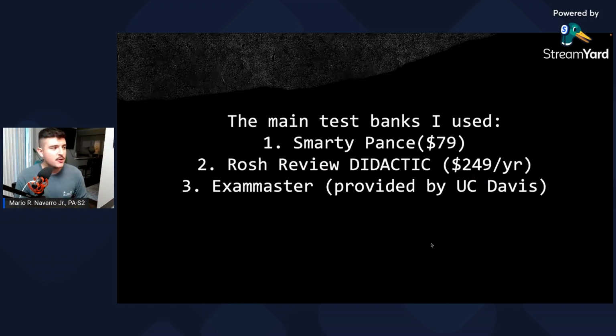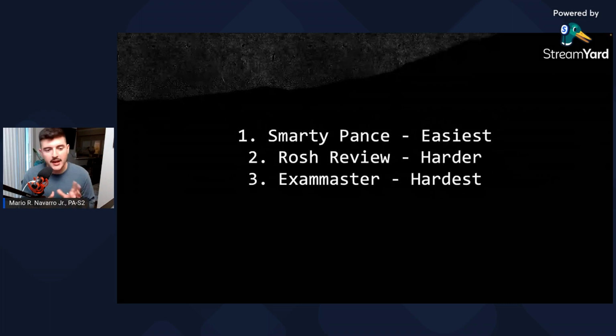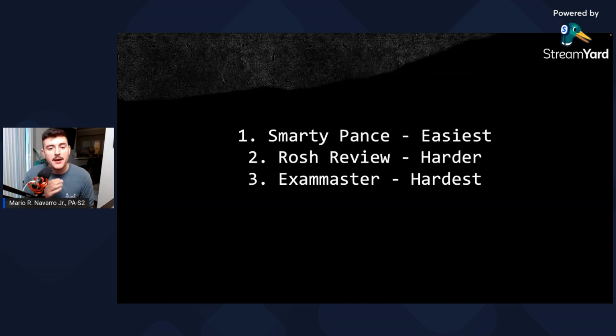The main test banks that I used were Smarty Pants, Rosh Review, Didactic, and Exam Master. Smarty Pants, I'll show you guys a screenshot right now. It's about $79. Rosh Review Didactic is around $249 per year. And Exam Master is comparable to Rosh, but I didn't include it because it's provided to us by UC Davis. If I were to grade the difficulty of their exam questions, Smarty Pants is for sure the easiest, and a lot of first order questions, a lot easier. The second is Rosh Review, which is harder, and Exam Master is the hardest by far.